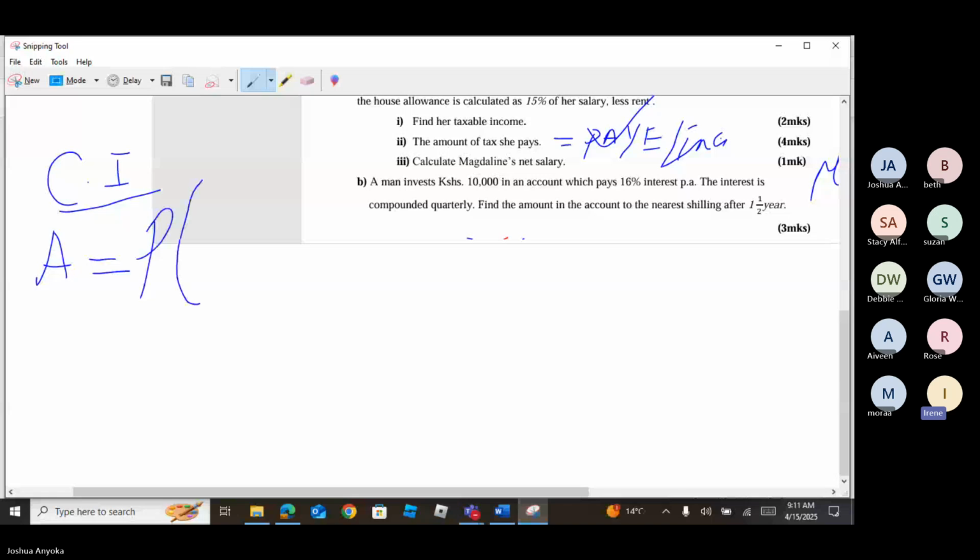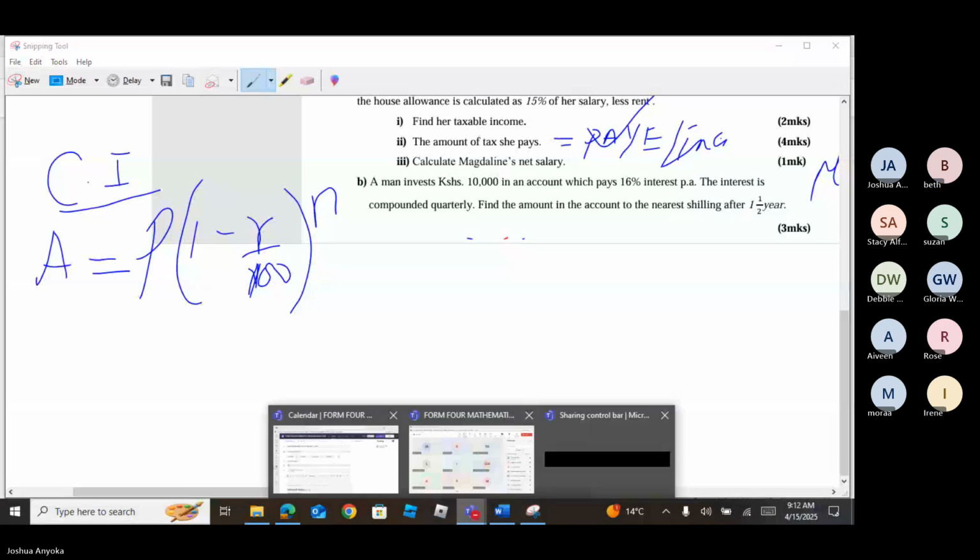Principal into bracket 1 minus, 1 minus rate over 100, raised to number of years. There's something wrong with your formula, just one aspect. A plus after P. It is a plus, eh?